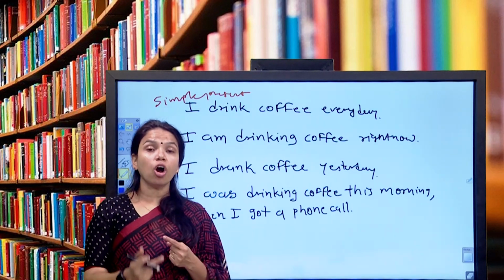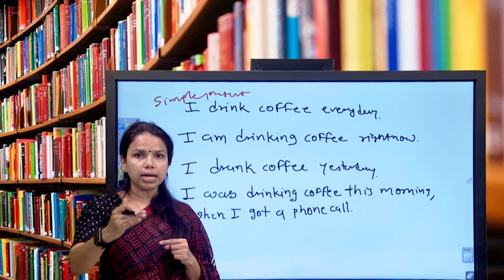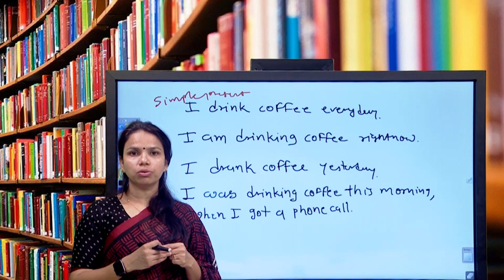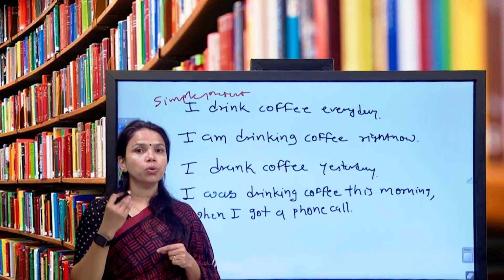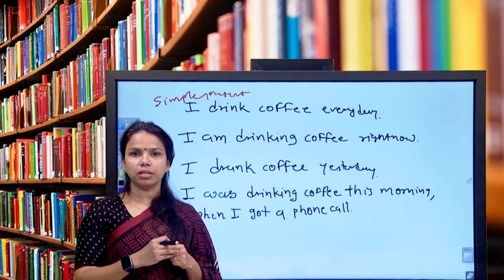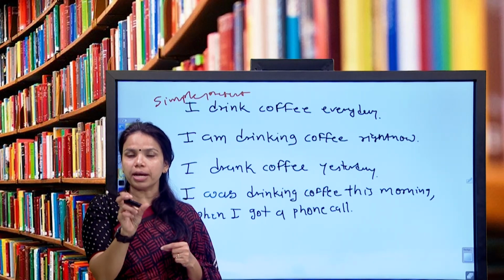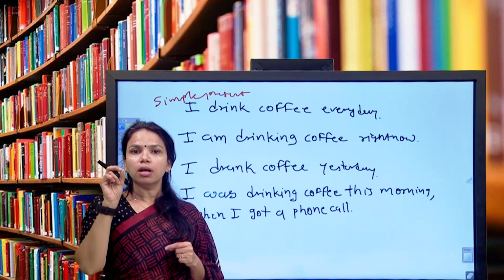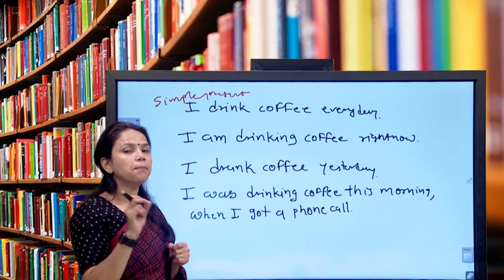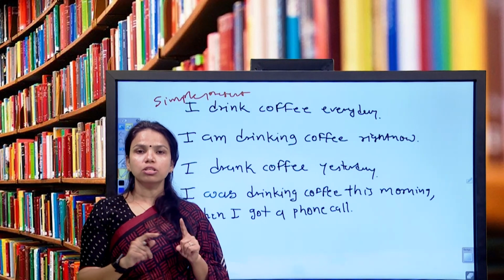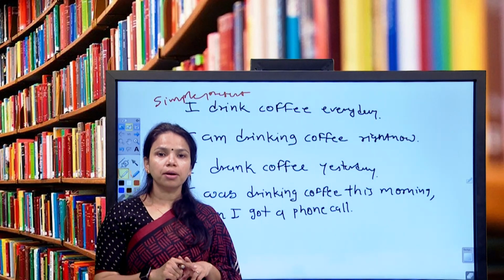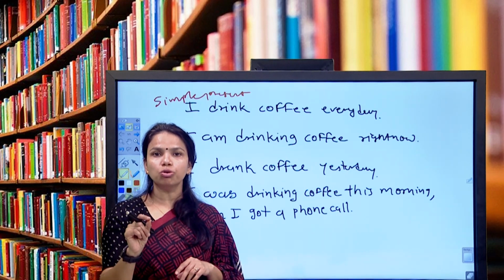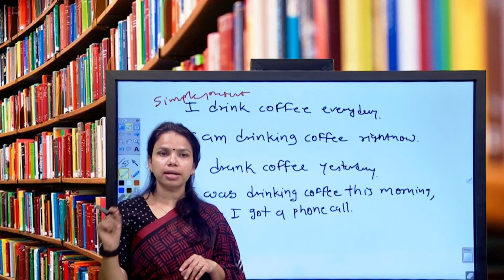I am drinking coffee right now. Currently, I am drinking coffee. I am teaching you. I am speaking. You are listening. You are eating. Right? So, at the moment, at the time of speaking, that action is going on. It means it is present continuous tense. So, the second sentence, I am drinking coffee right now, belongs to present continuous tense.